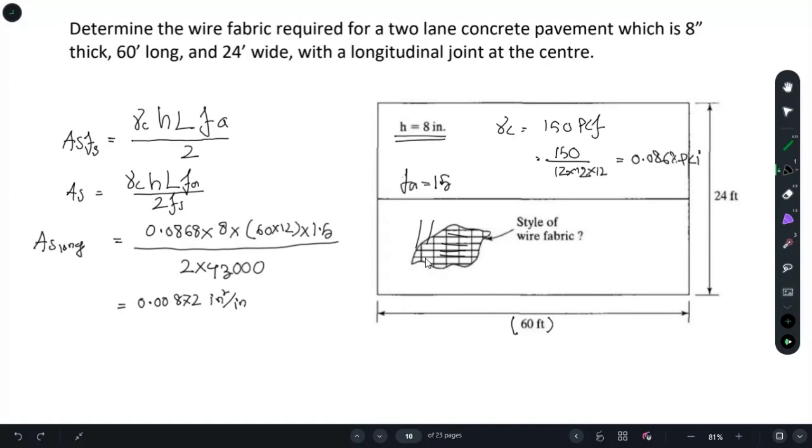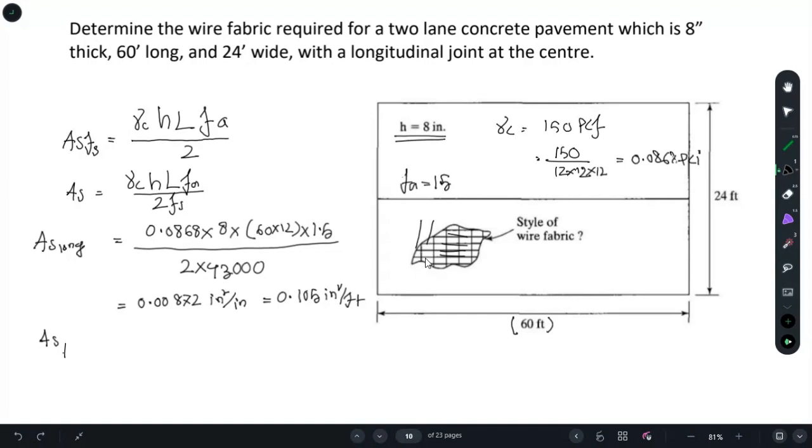Let's say I want to convert it to inch squared per feet. So for that, I'll multiply it by 12. From that, I'll get a value of 0.105 inch squared per feet. So this is the reinforcement I need per foot of width. I need a reinforcement of 0.105 inch squared per foot.